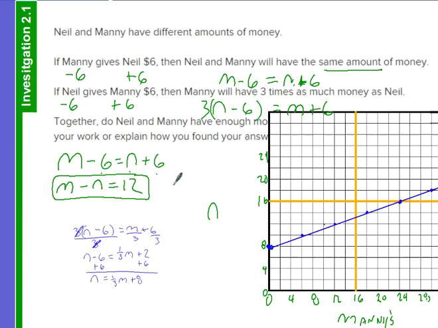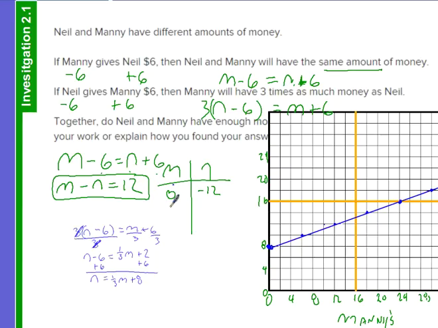So if m and n, so if m is 0, n would have to be -12. Well, that's going to be way down here. That's not so good. I only really want to have positive values here because I know they both have to have a positive amount of money.